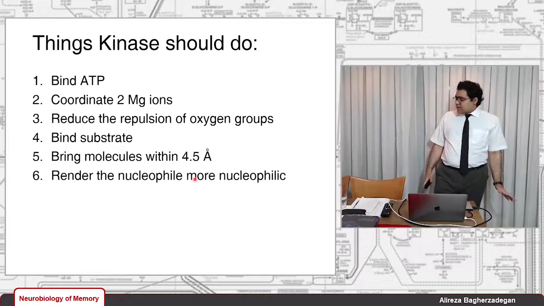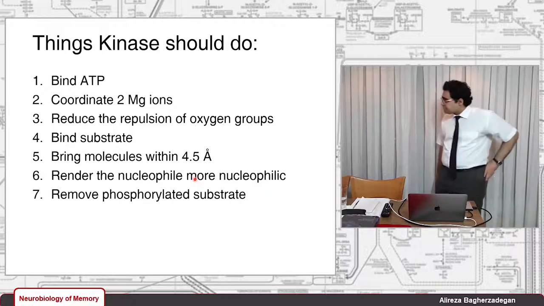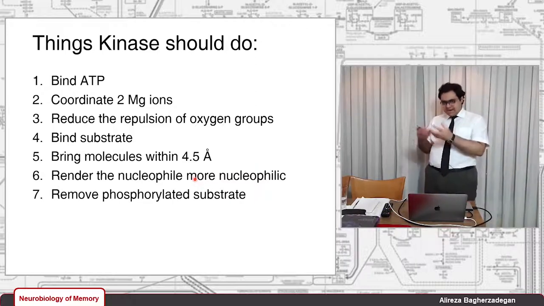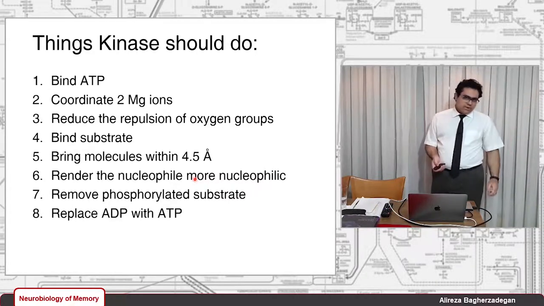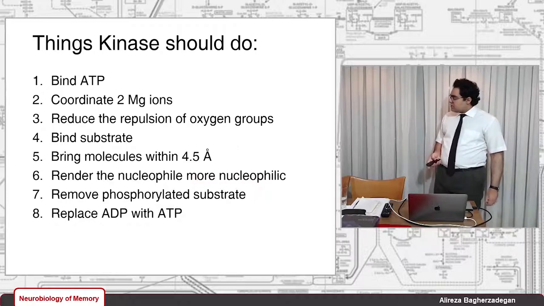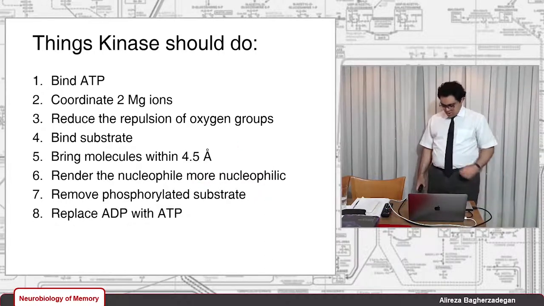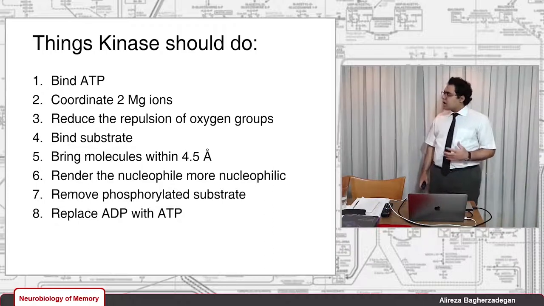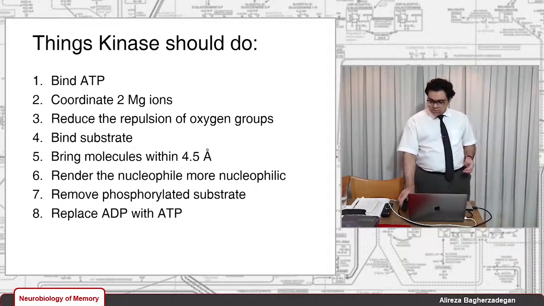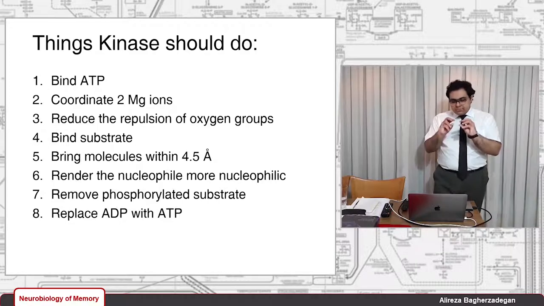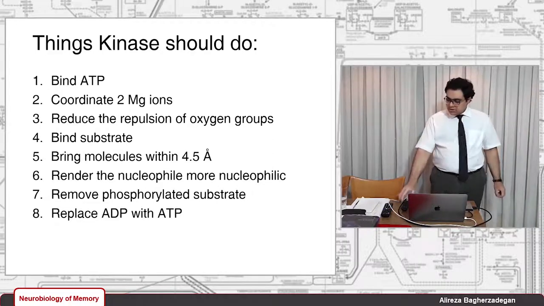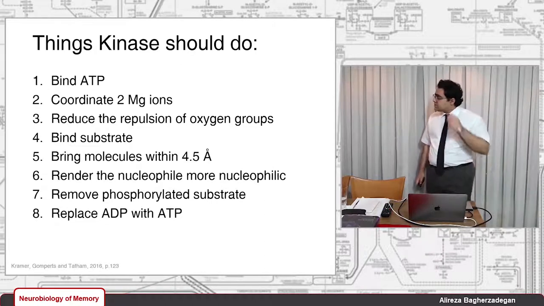It should also render the nucleophile more nucleophilic. It should remove the phosphorylated substrate after it is phosphorylated. And it should replace ADP with ATP, so it is ready for another phosphorylation. The beautiful thing about enzymes, of course, and other proteins, is that a kinase does all of these things by just precisely positioning specific amino acids in its catalytic site, and its catalytic cleft, for example. This is wonderful. So now let's see that in action.